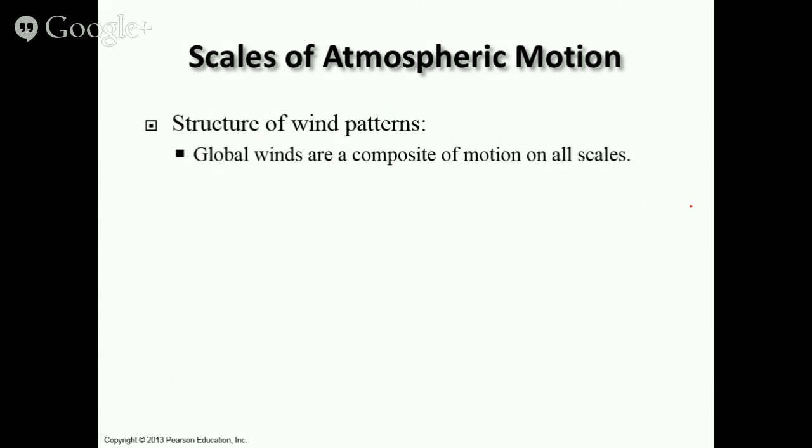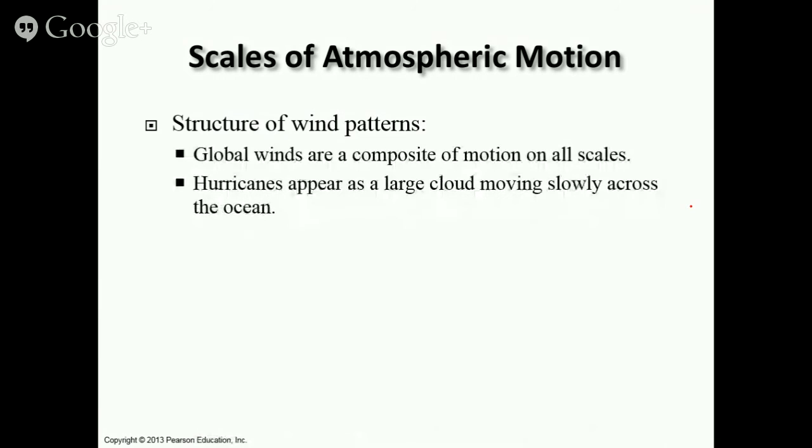Structure of wind patterns. Global winds compose motions on all scales. Hurricanes are large entities that move slowly across the ocean. They have the battery of winds that aren't overly aggressive. They're actually not quite as intense as a tornado, but they just don't stop. They just continue on, and they're slow moving, so they just keep berating the same area over and over again. The large cloud will contain many mesocyclone thunderstorms. And by a large cloud, what we're talking about is a hurricane.